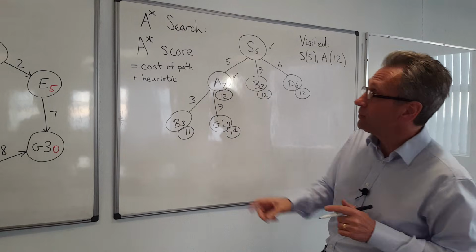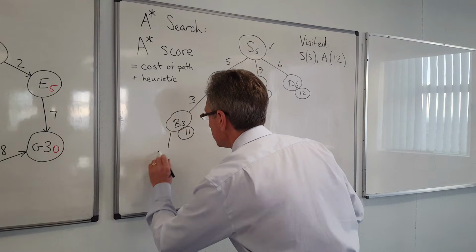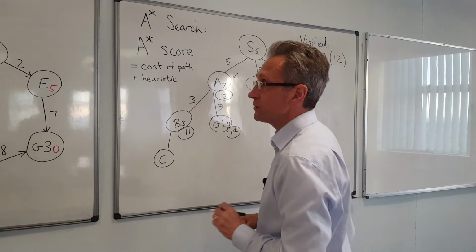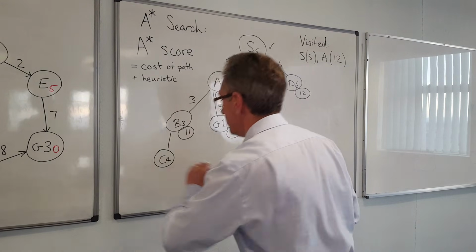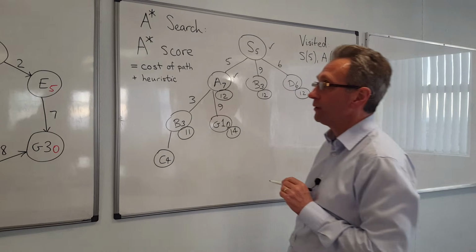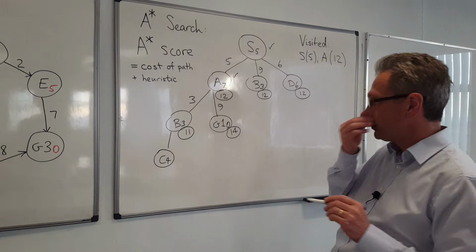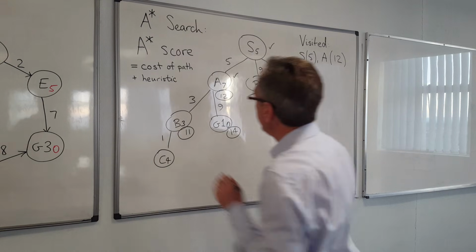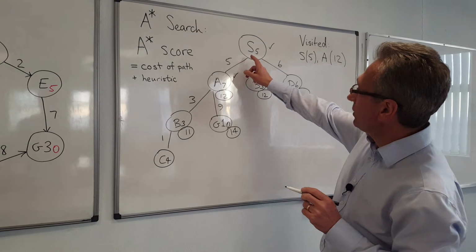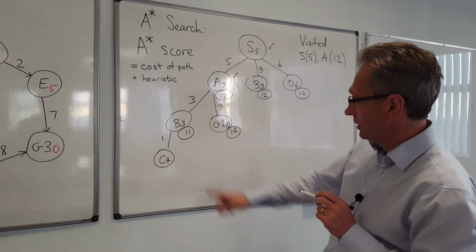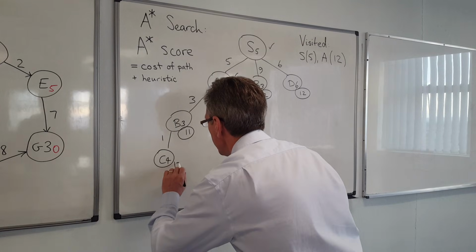But for the other node, B to C, we will add that to the tree. So C has a heuristic cost of 4, that's the estimate of how far it is to a goal state, and its cost of 1 to get there. So it's now 9 along that path, plus the 4, which makes it 13.